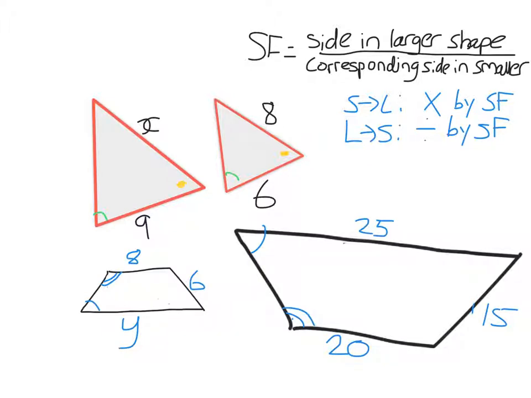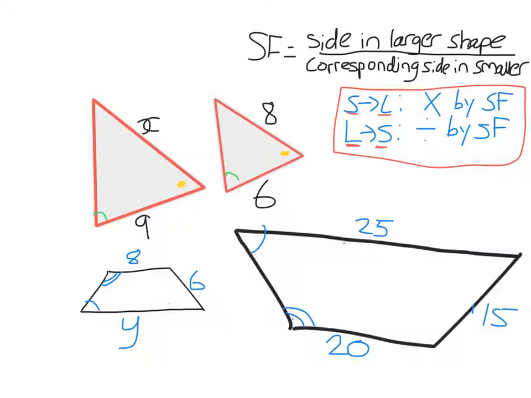So I've set up the top there, the scale factor. To calculate that, you take a side in the larger shape and divide it by its corresponding side in the smaller shape. So you should always get a number greater than or equal to 1. If you calculate the scale factor the way I said, you can use this rule here. If you're going from the smaller shape to the larger shape, you times by the scale factor, and if going from the larger shape to the smaller shape, you divide by the scale factor.